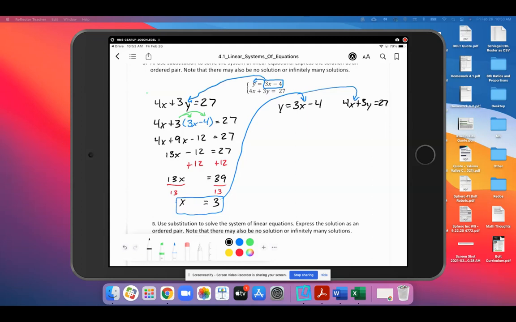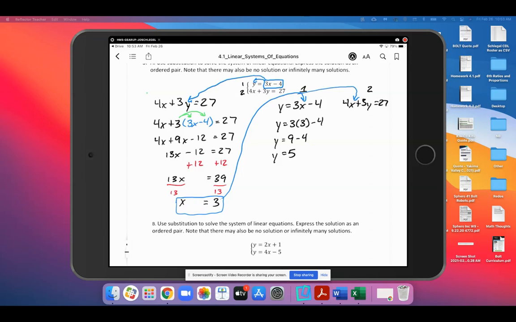So I'm going to name these. This is equation 1 and this is equation 2. I'm going to put x equals 3 into equation 1, and I'm going to put x equals 3 into equation 2. Again, you'll see that I get the same result in both of them. So I've got y equals 3 times 3, again, because x is 3. I'm substituting that in. And I get y equals 9 minus 4, and y equals 5.